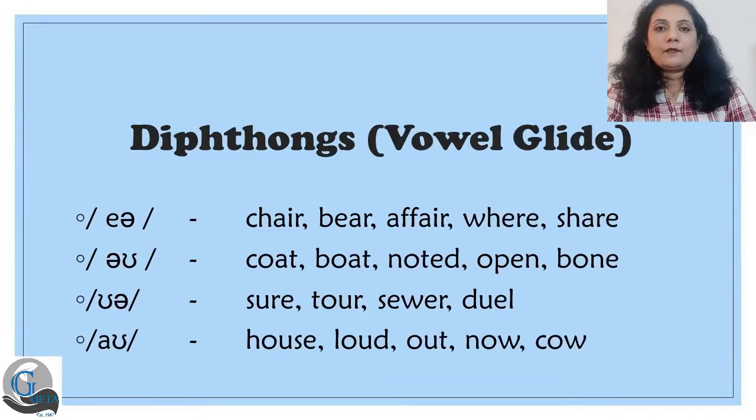Then /əʊ/, inverted e and u, as in words like coat, boat, noted, open, bone. Here you must be able to hear the oh-u sound. Usually we are used to saying coat and boat and open with a plain o, but it is the diphthong sound that is to be used in these types of words. So you have to say go, go there. Wear a coat. Sit in a boat. Got it? Okay. So these are some of the diphthong sounds.